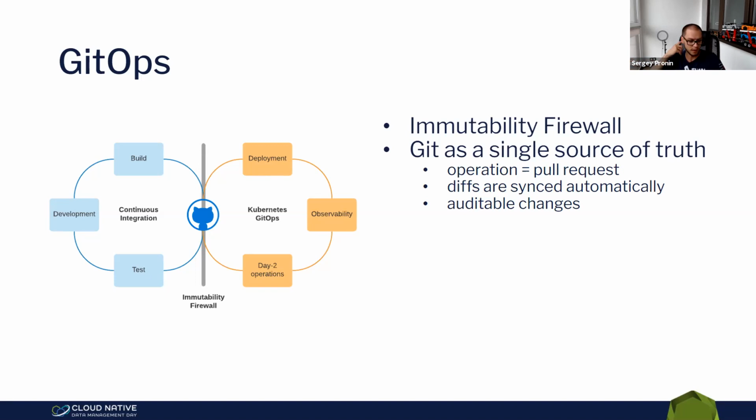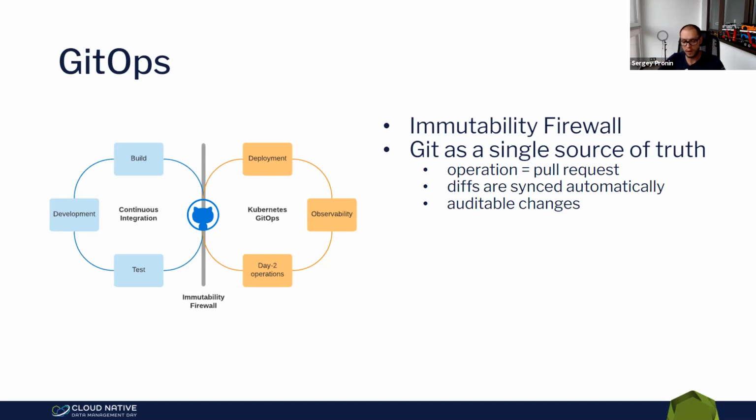This is the real beauty, because in this case, your GitHub repository acts like an immutability firewall, which means the state which you have in GitHub is actually the same as you have in your real environment. And GitOps approach is all about that. Every operation is a pull request. All the differences between the real environment and GitOps are automatically synced, whether you change it in GitHub or whether you change it on your real environment. These changes must be synced, and the source of truth is always the GitHub repository.